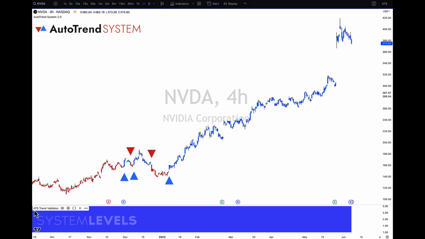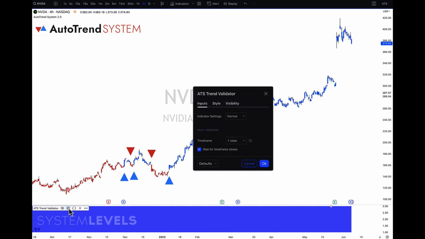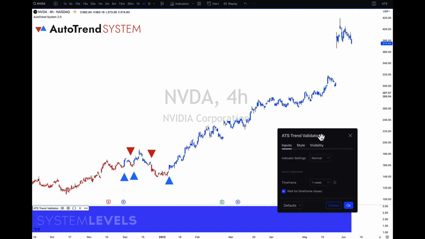First of all, we have the ATS trend validator. This is the higher time frame AutoTrend system plotted on our lower time frame chart. So I have a 4-hour chart of NVIDIA here open, and the ATS trend validator is running the AutoTrend system of the 1-week chart. Typically we use the higher time frame that is 1 or 2 time frames above the one that we have on our chart. So since we're using the 4-hour chart, we can use the daily or the weekly time frame. I prefer to use the weekly on high beta stocks, on big cap stocks like NVIDIA.